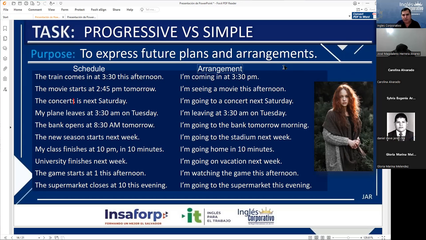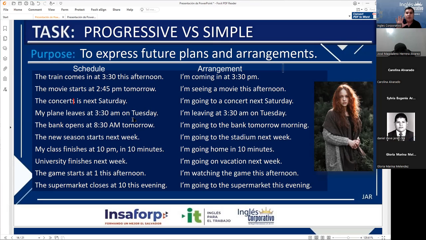Let's put single arrangement. So, arrangement and schedule. The schedules are made by the companies. So you talk about the buses leave, the classes start, the movie starts, yes, simple present. But then present progressive, people are the subject. I am, she is, they are coming, they are leaving, they are visiting, right? They are visiting, etc.